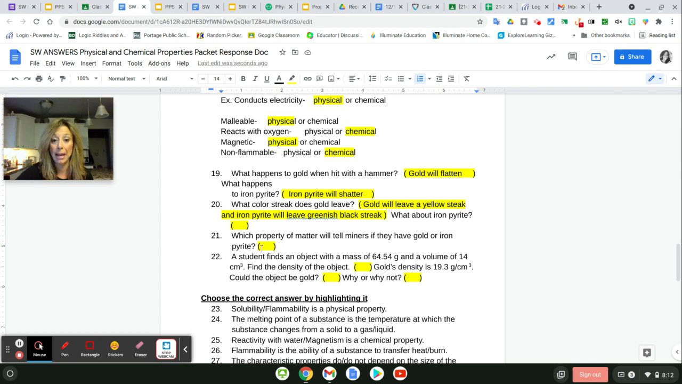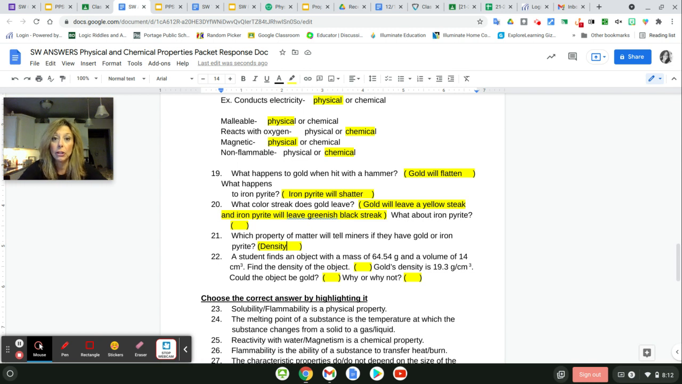So which property of matter will tell miners if they have gold or iron pyrite? They could do a streak test, but density is really going to be the one that determines whether what we have is gold or iron pyrite. Okay, so a student finds an object with a mass of 65.54 grams and a volume of 14 cubic centimeters. Find the density of the object.